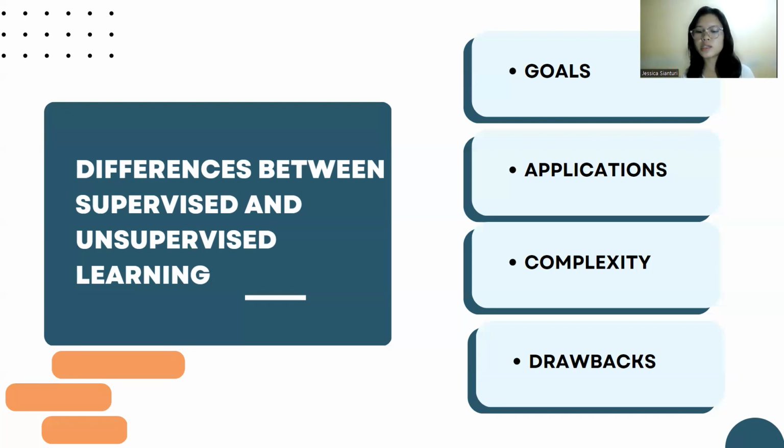Okay, the last one is drawbacks. Supervised learning models can be time-consuming to train, and the labels for input and output variables require expertise. Meanwhile, unsupervised learning methods can have widely inaccurate results unless you have human intervention to validate the output variables.